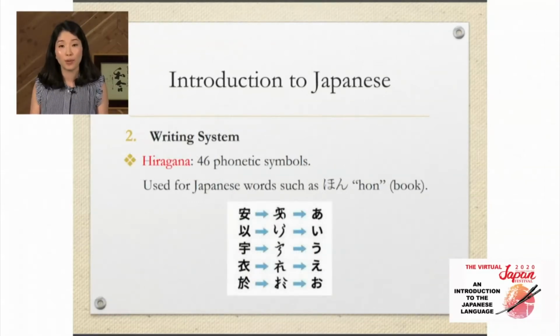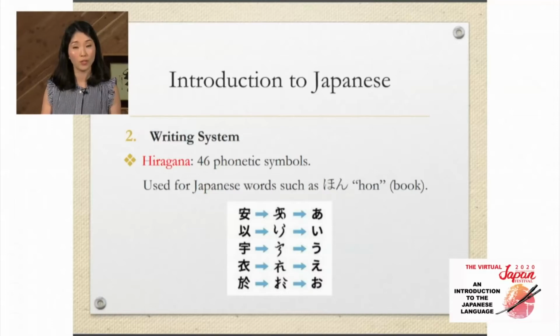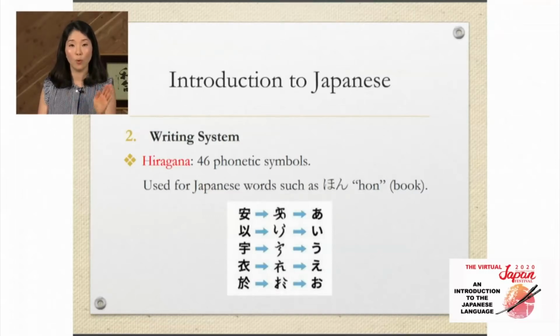Now let's talk about the writing system. We have three different types of writing system in Japanese. The first one is called Hiragana. Hiragana are 46 phonetic symbols, meaning that each character has its own sound. Okay? Hiragana letters are used for Japanese words. For example, hon, which means a book. So ho, two letters, in Hiragana.